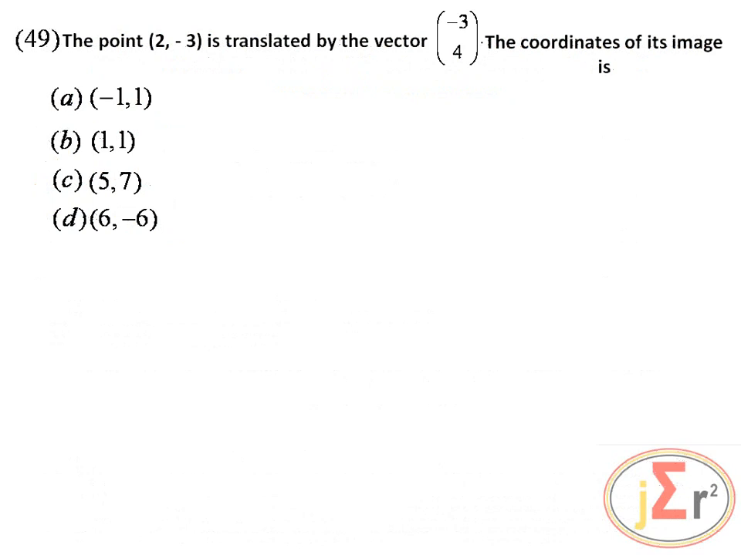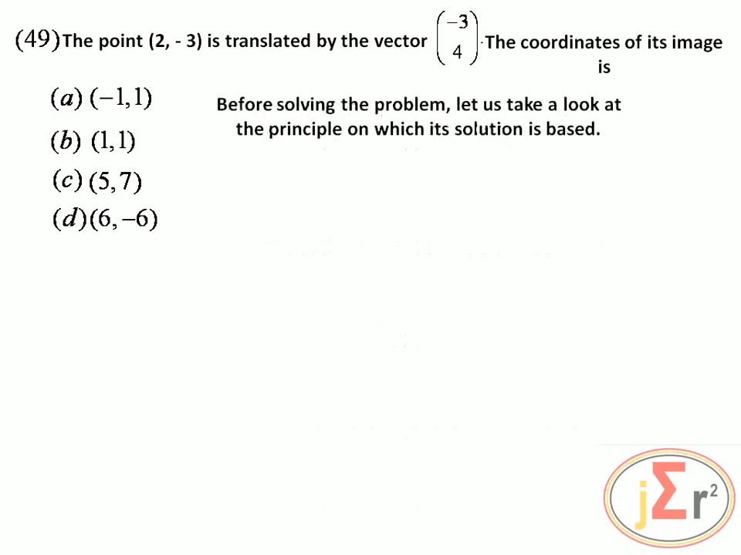Lovely problem. The point 2, -3 is translated by the vector -3, 4. What is the coordinate of the image of that point, translated by that vector?